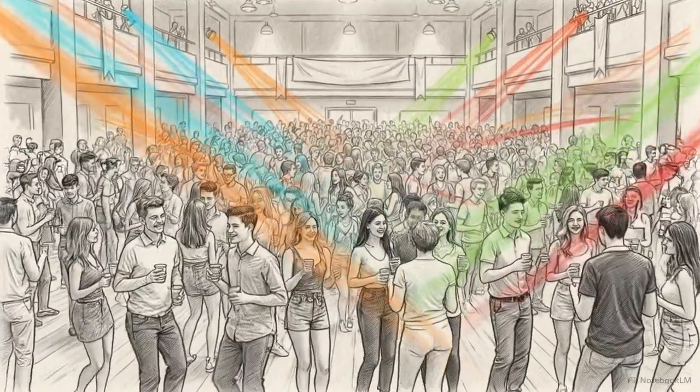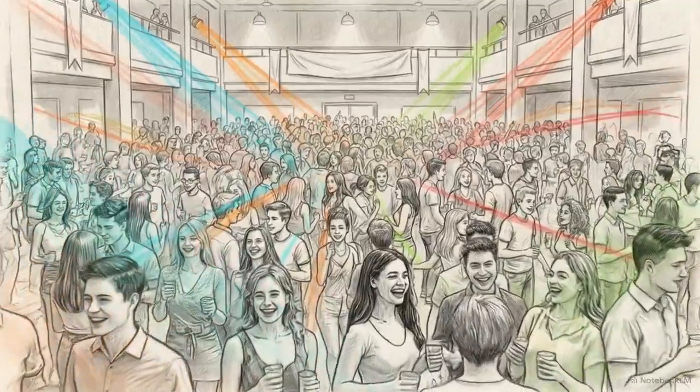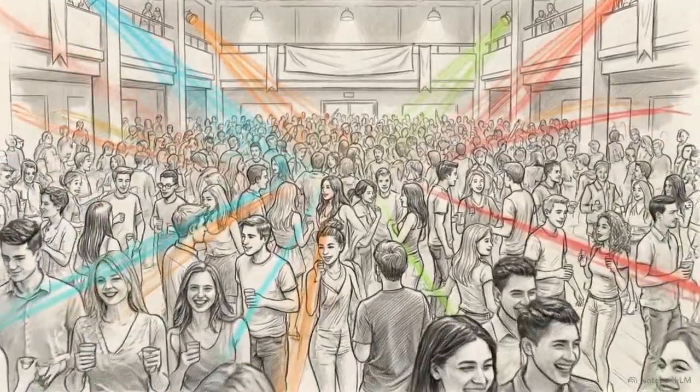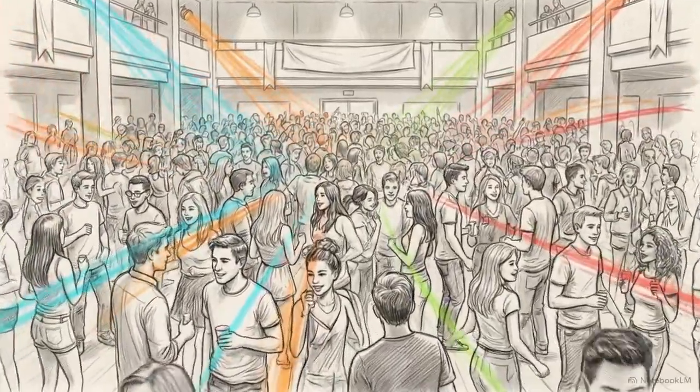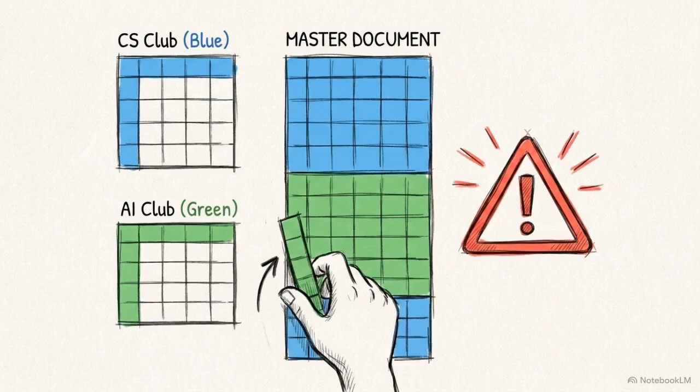Imagine planning a massive university mixer. You have hundreds of students coming from two different groups, the Computer Science Club and the Artificial Intelligence Club. Each club sends you their own guest list in a separate spreadsheet. To get your final headcount, you have to bring those two lists together into one master document.